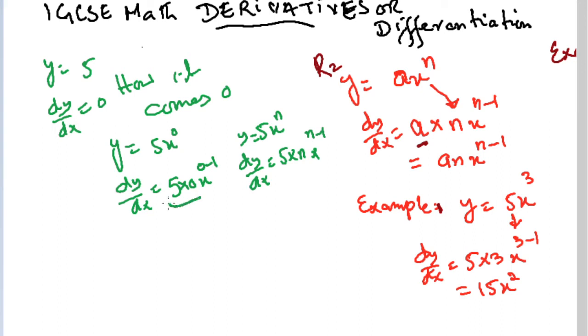What is this, students? 5 into 0 is what? 5 into 0 is 0. So 0 into x to the power minus 1. Everything multiplied by 0 is again 0. So this is for anyone who is interested in seeing how the derivative of a constant becomes 0.